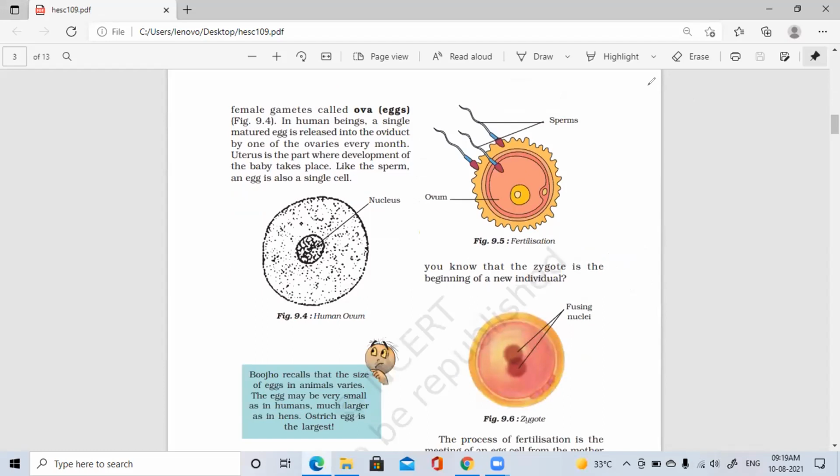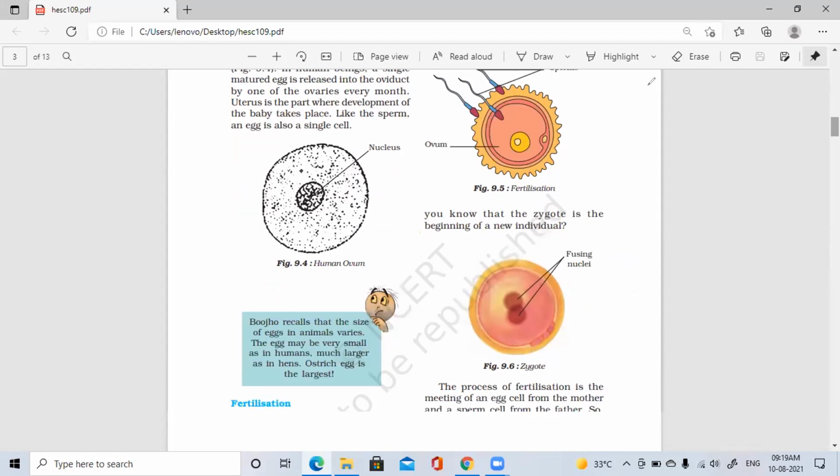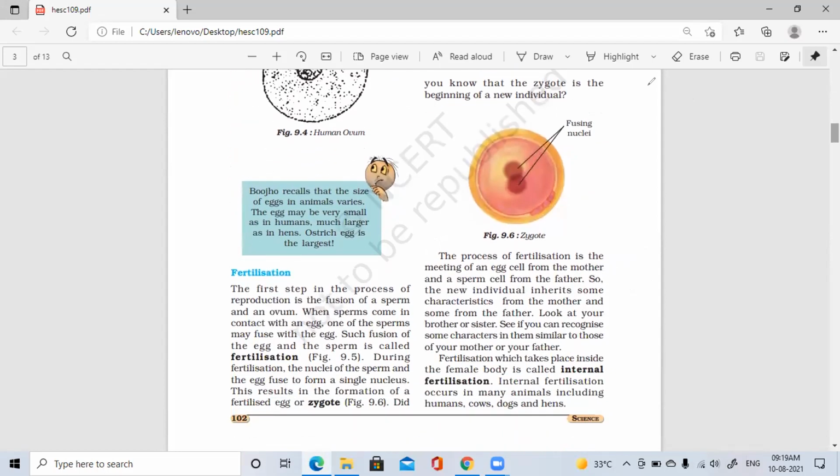Now we know that every month an egg is released by females after the age of 14. So you can see the nucleus here, right? When the sperm and the egg fuse with each other, then fertilization takes place. That process we call fertilization.